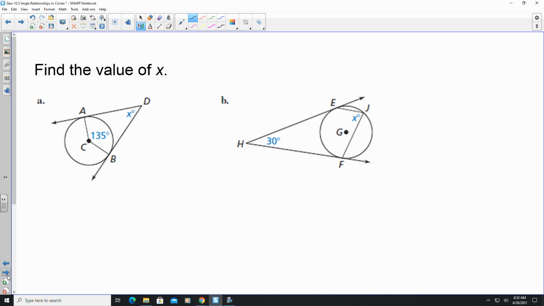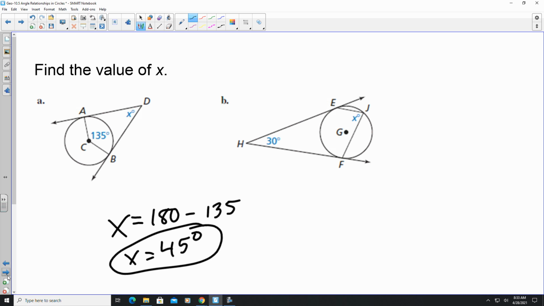Here they want us to find the value of x. The value of x in this case is part of that circumscribed angle. So I can say that x is going to simply be equal to 180 degrees minus the angle on the inside there, which is 135. X is just going to be equal to 180 minus 135, which gives us 45 degrees.